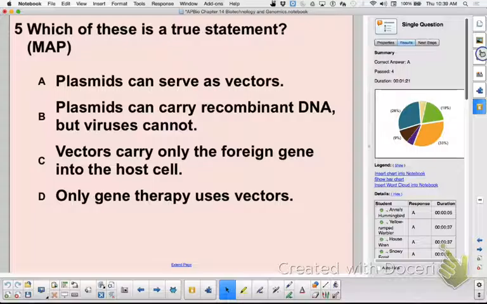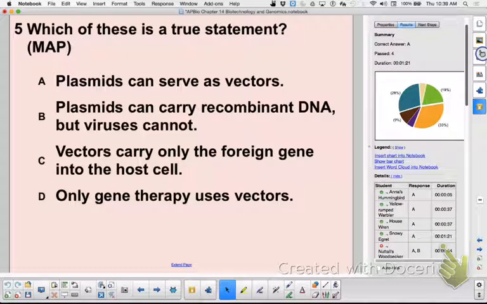Do they only carry a foreign gene into the host? No, they could carry the host genes into the host, right? Doesn't have to be foreign. And only gene therapy uses vectors? No, you will use vectors, plasmids, when you do your lab, okay? And we're not doing gene therapy, okay? All right, check with your BioBuddies, see which one they struggled with right now, because most of you did. Look, discuss, make sure they understand it now.